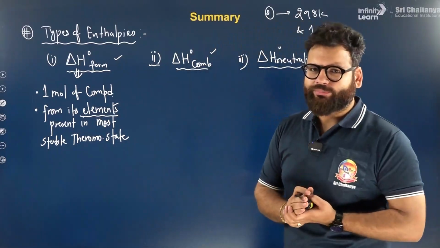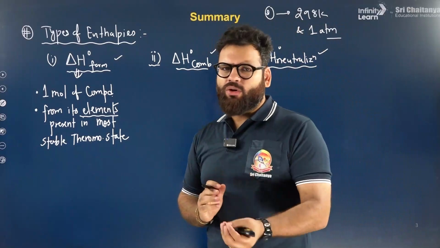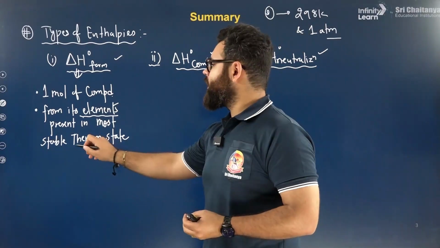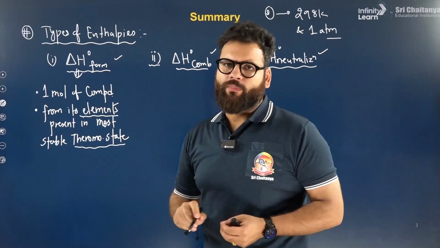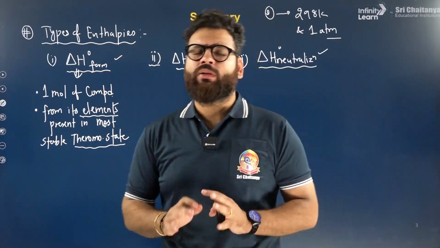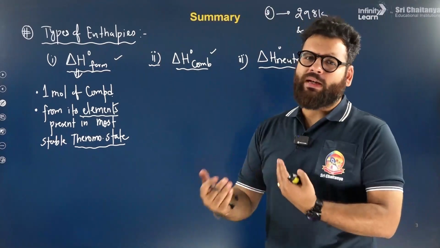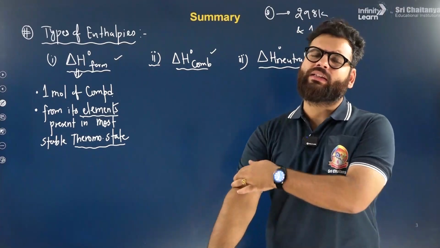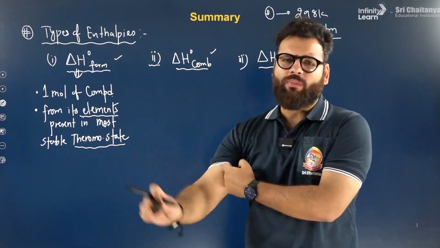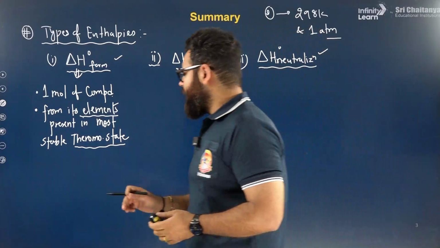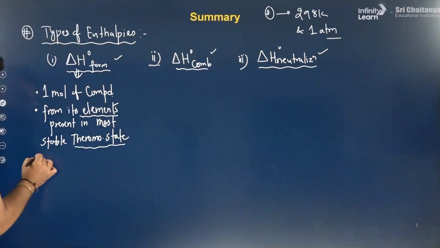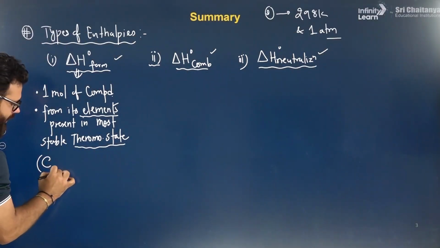Are you getting my point? Only one form can be most stable form. That is called the thermodynamically most stable form. Now, how do you know which is most stable? You'll have to remember it, because it is completely experimental. By looking at their energies, whichever is the lowest energy form is called the most stable form. And these are the following forms which are most stable. For carbon, it is graphite.